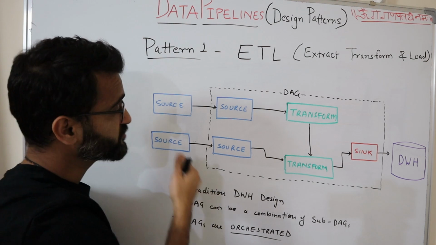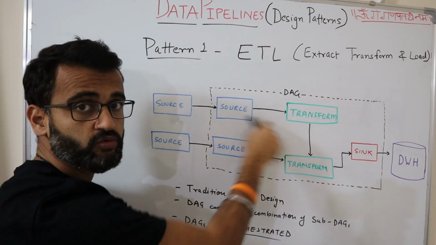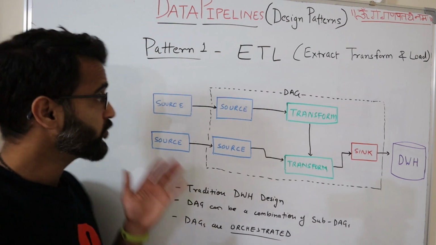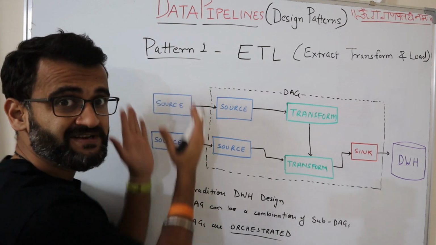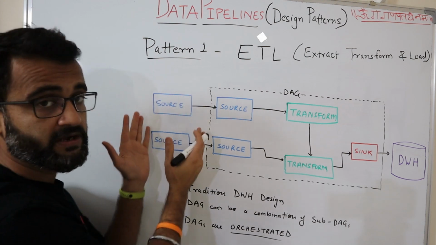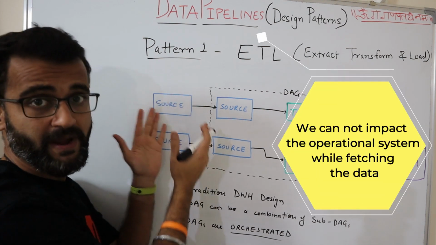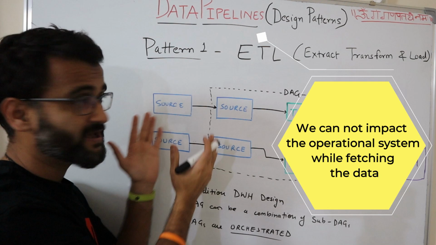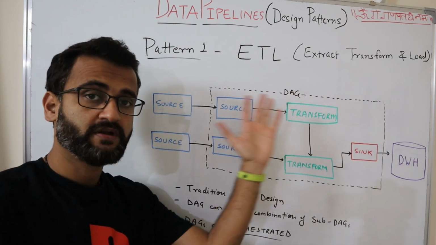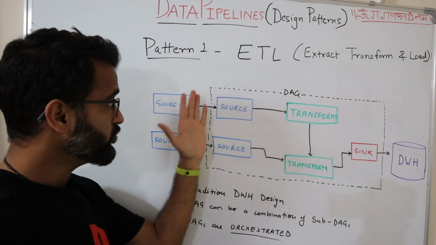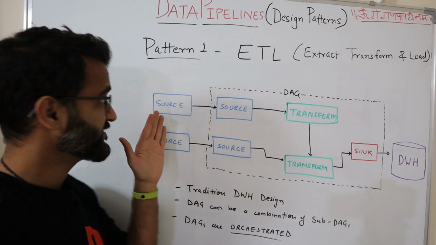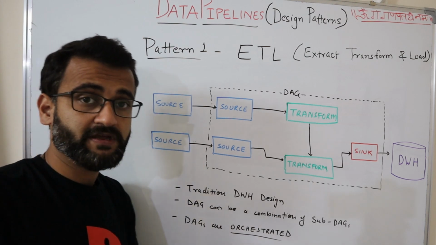So there could be a valid question: why can't we go directly from here to transform, why do we have to do this additional thing? This could be because these are your operational systems which are feeding the business applications. You cannot impact these because these are running your business, while this is where you are doing your data science projects, your reporting and all those things. If you are hitting directly here all the time, that could be a problem for this system if it does not have enough resources.